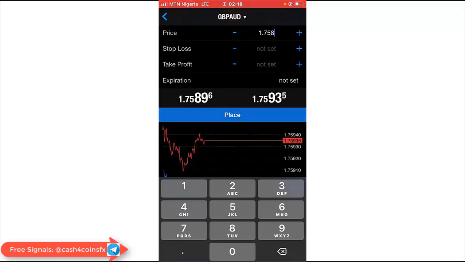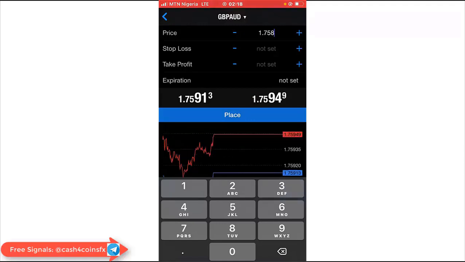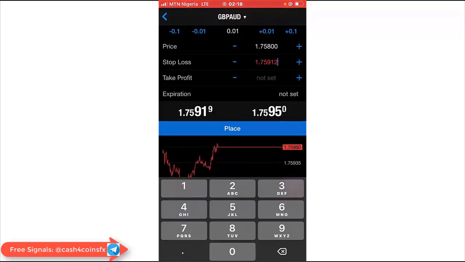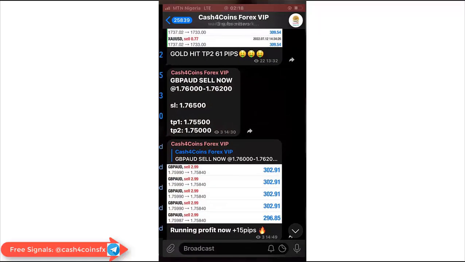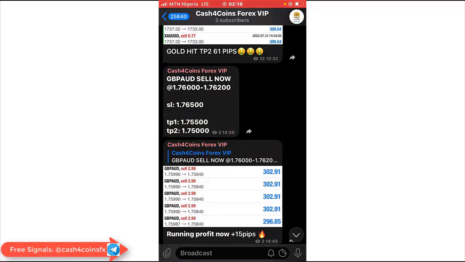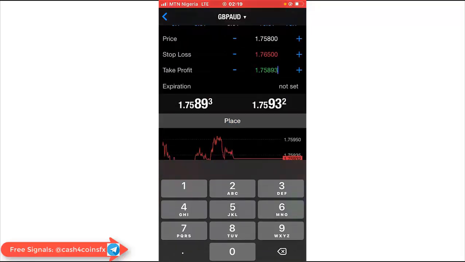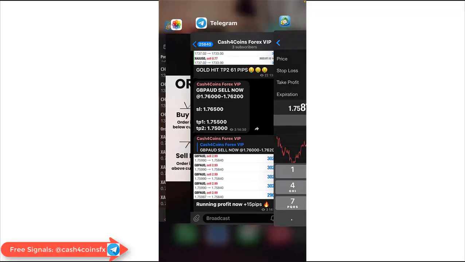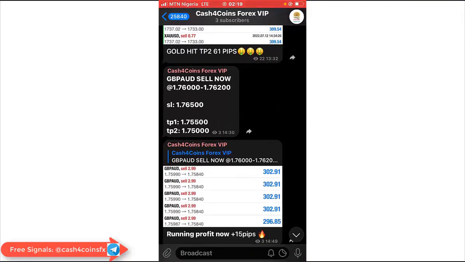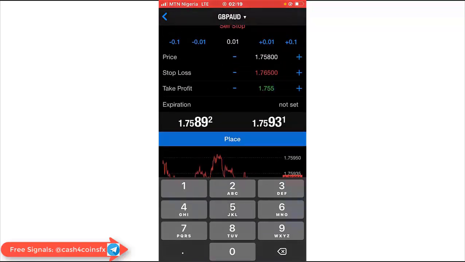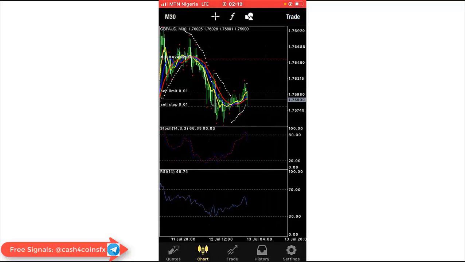Okay, 1.758, which is below the current market price. You can also put the stop loss and take profit immediately instead of coming back to modify it. What is the stop loss from our signal? The stop loss from our signal is 1.765, and our first TP is 1.755, and then we click on what? Place trade. That is sell stop.